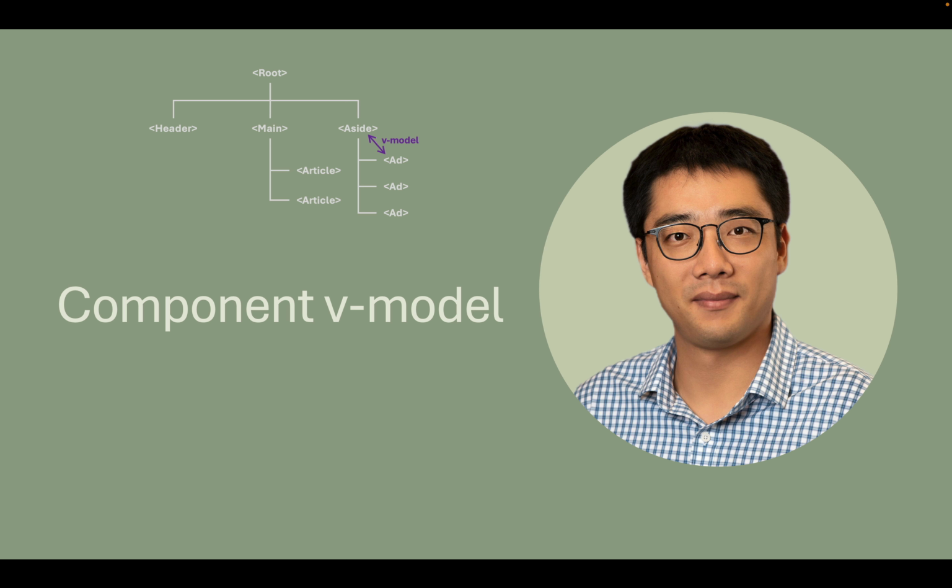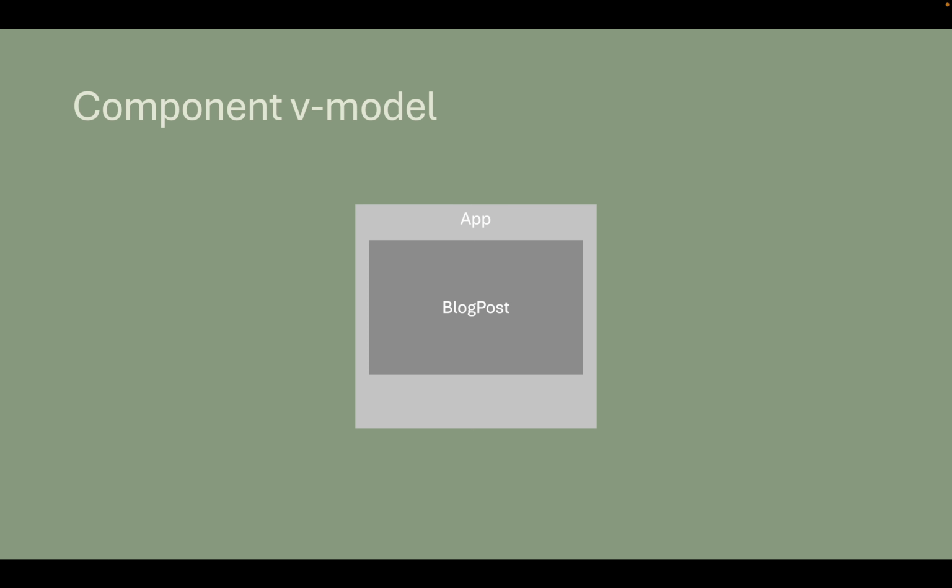In this video, let's implement two-way data passing between the parent and the child component using v-model directive. Our dear client once again proposes a new feature request. The editor user should be able to modify the blog content.